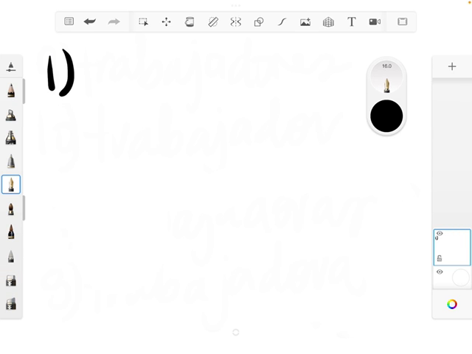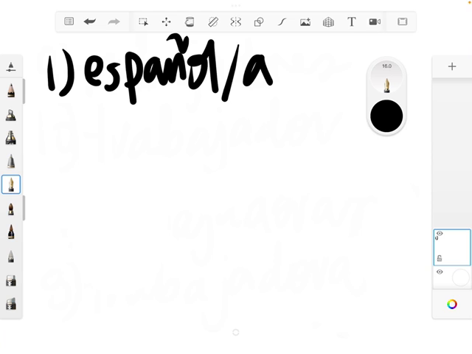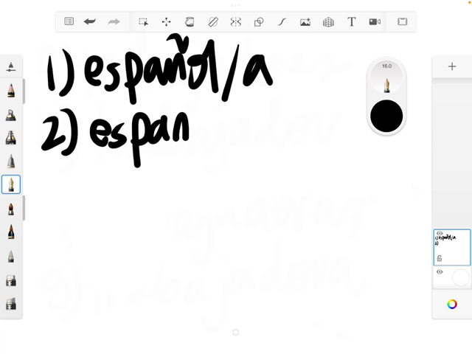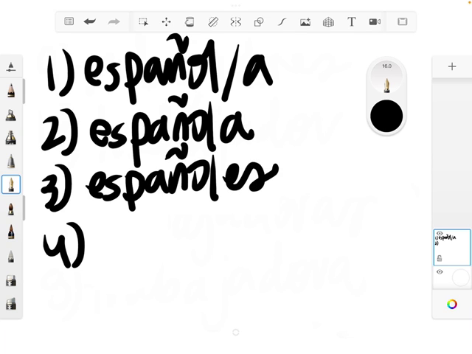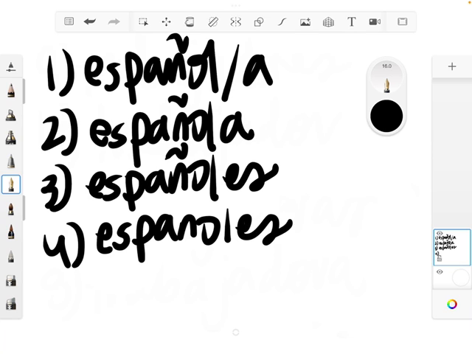Soy español o española. Angelina es española. Los turistas son españoles. Nosotros somos españoles. El periodista es español.